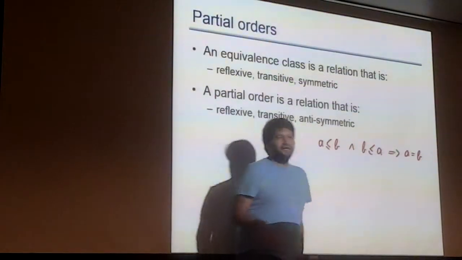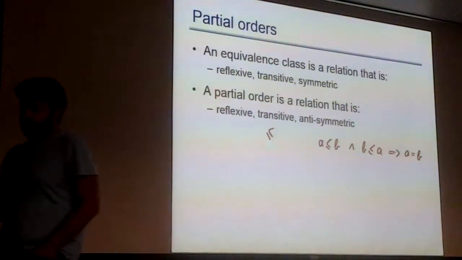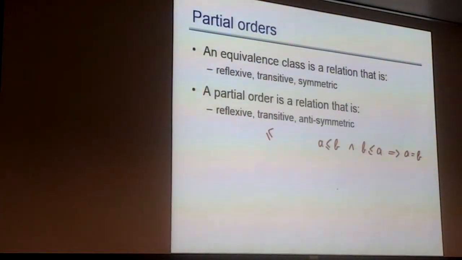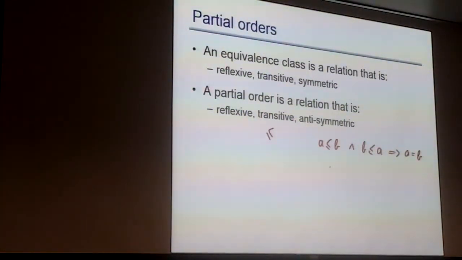So what is symmetric again? Symmetric basically says that if A is related to B, then B is related to A. Greater than.